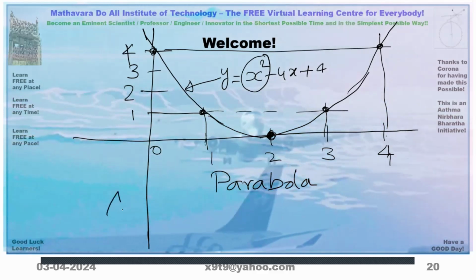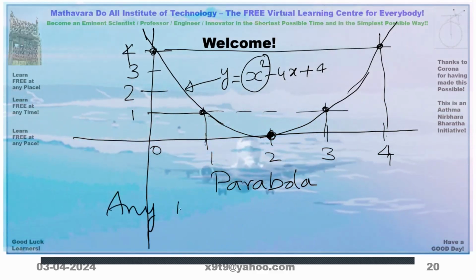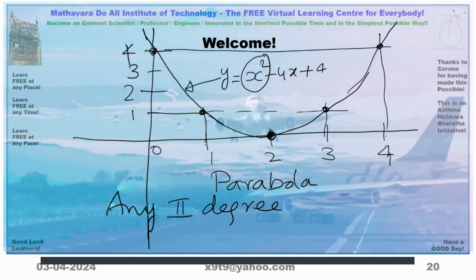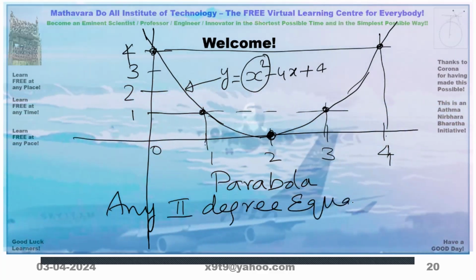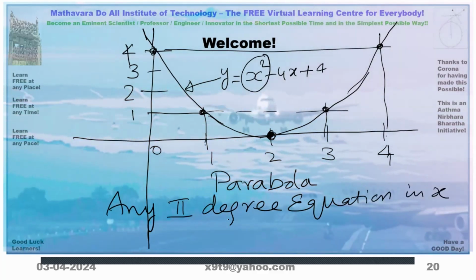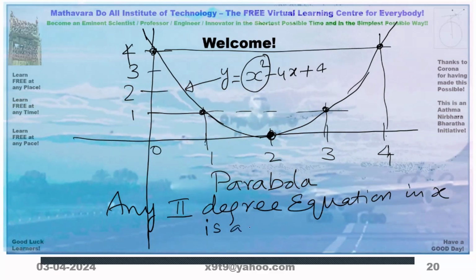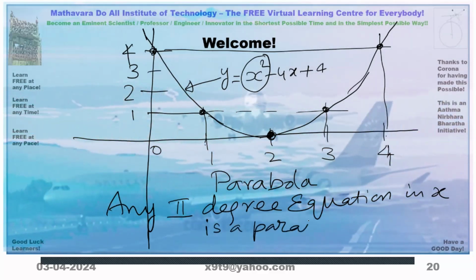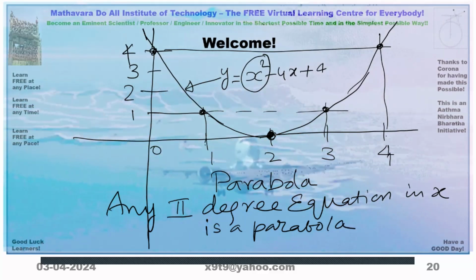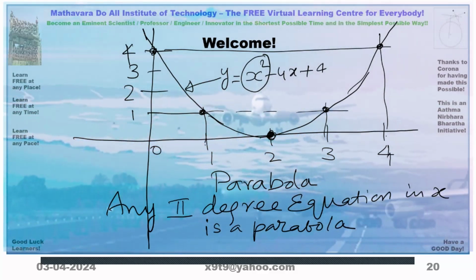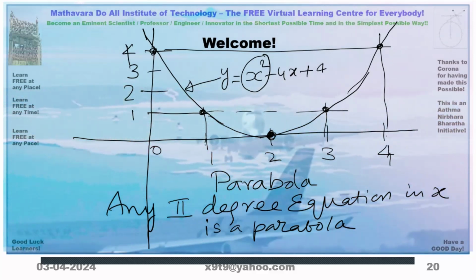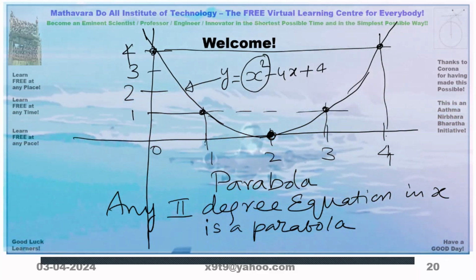That means any second degree equation in x, anything with the power 2, is a parabola. Yeah. So this is touching at only one point here. This is the second type of problem. There are only 3 types of problems here.